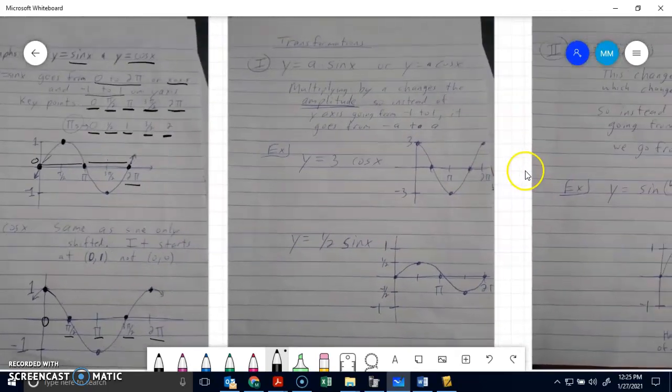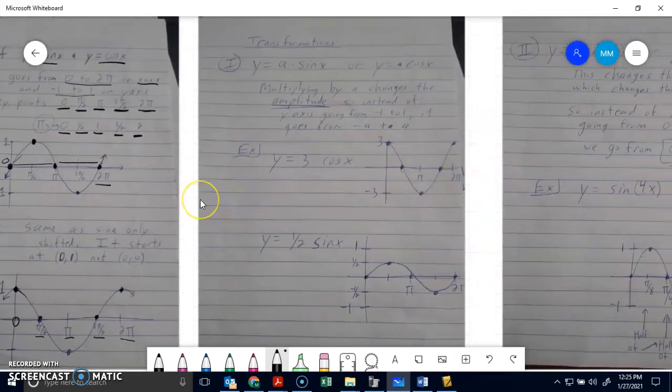So then what transformations do we have? The first one is really easy. If you are multiplying sine or cosine by a, you simply multiply, changing the amplitude, or how high or how low it goes. So instead of going -1 to 1, it goes from whatever a is. So cosine times 3.